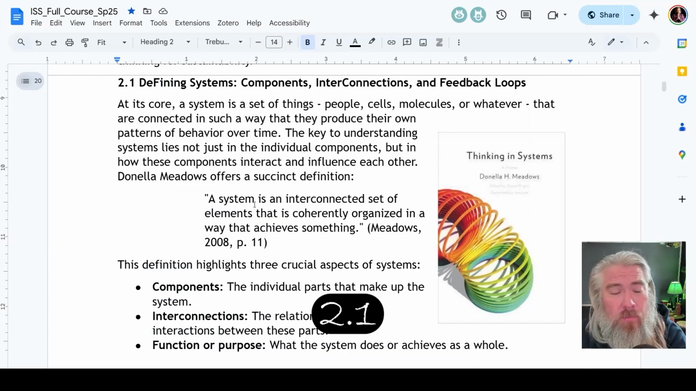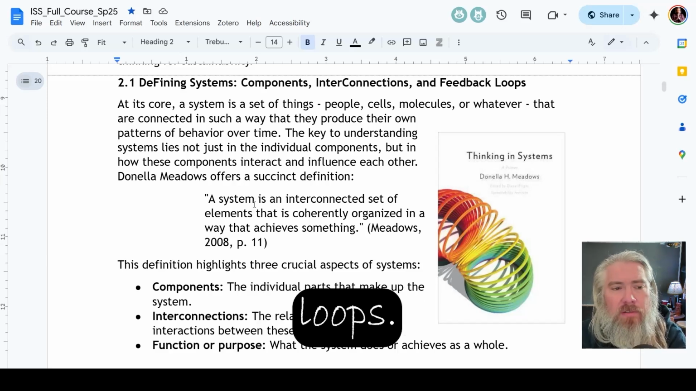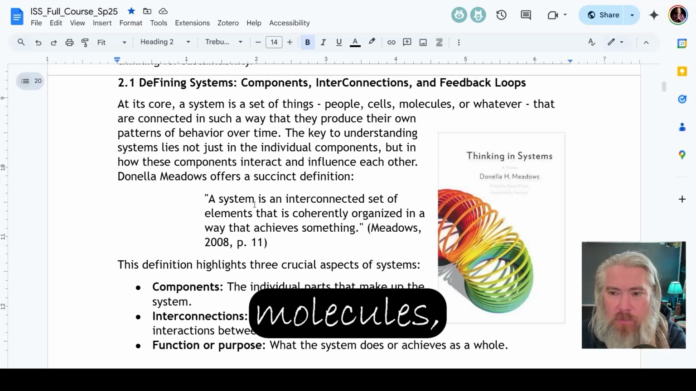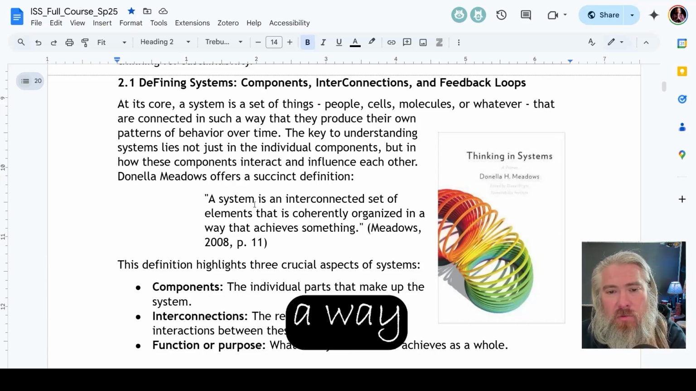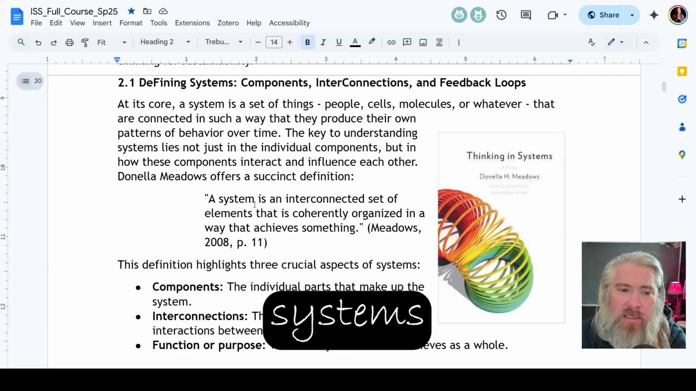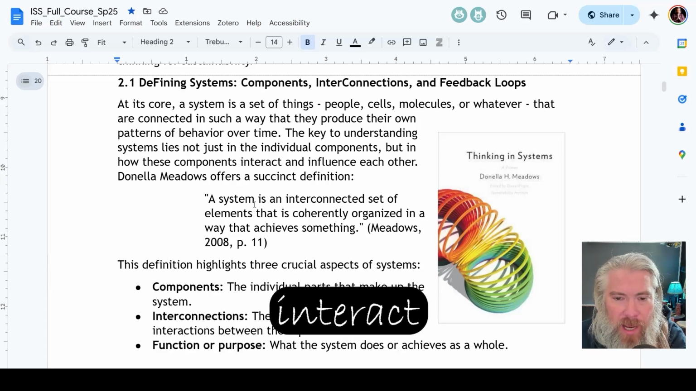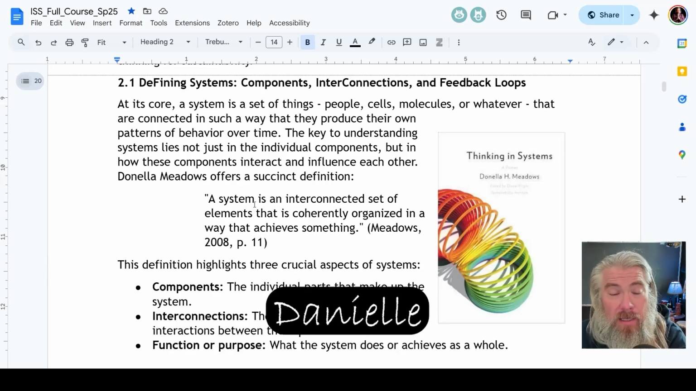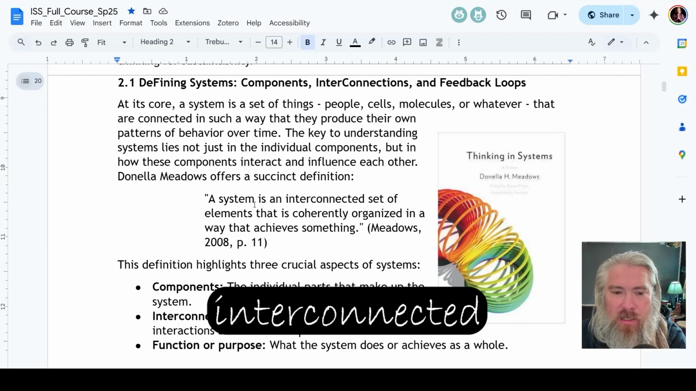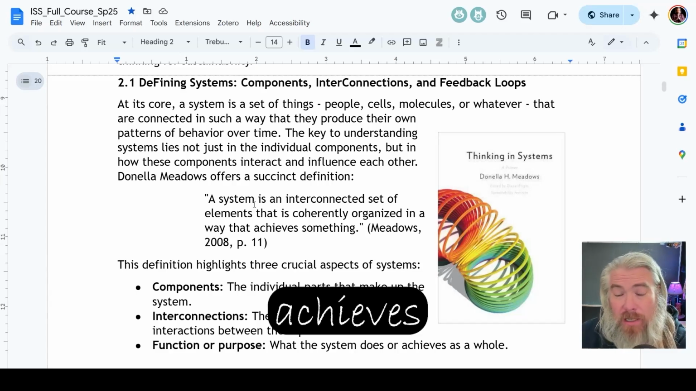Section 2.1, defining systems, components, interconnections, and feedback loops. At its core, a system is a set of things, people, cells, molecules, or whatever, that are connected in such a way that they produce their own patterns of behavior over time. The key to understanding systems lies not just in the individual components, but in how these components interact and influence each other. Again, Donella Meadows offers a succinct definition. A system is an interconnected set of elements that is coherently organized in a way that achieves something.